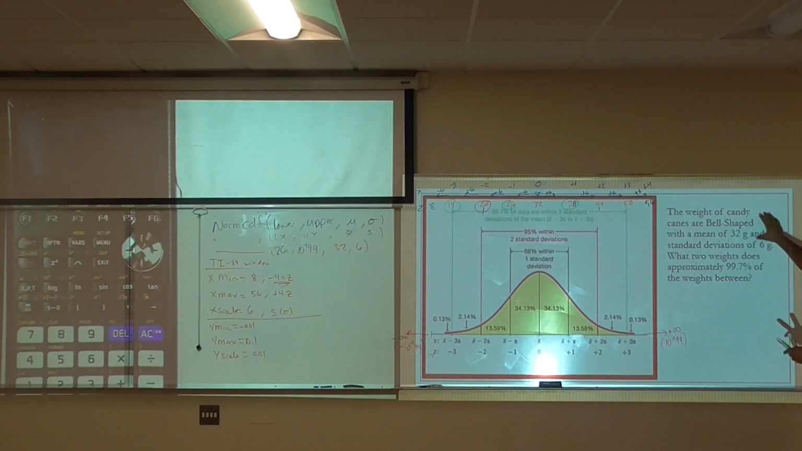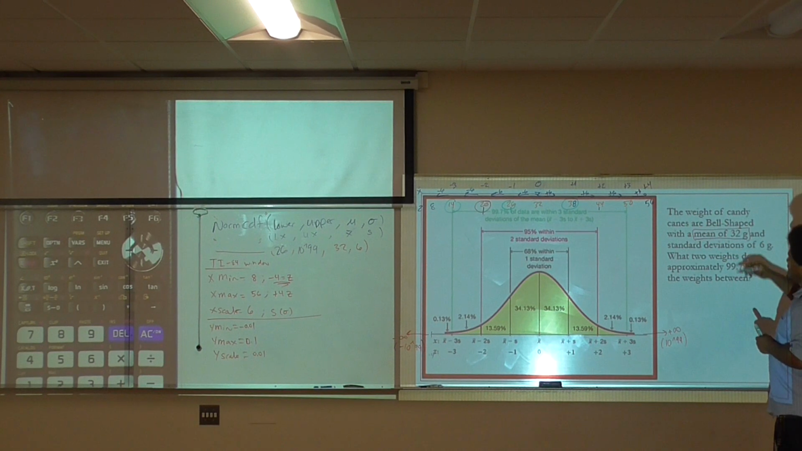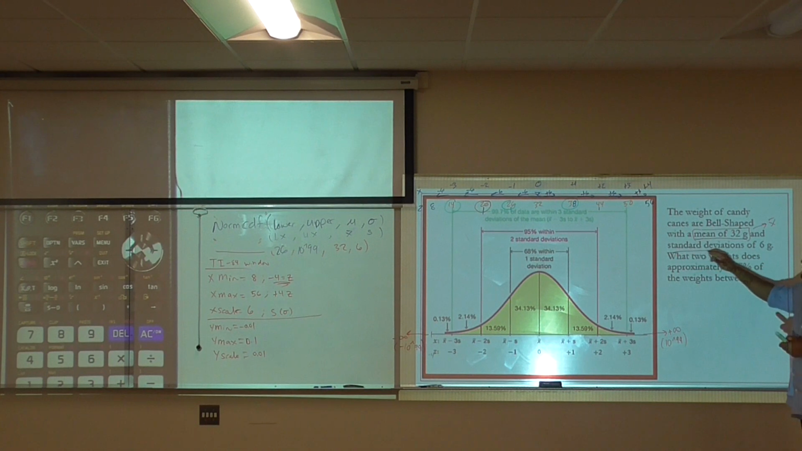Anyways, over here, notice how the problem doesn't change. It's the same as we did before, so look at the previous videos and you'll see it happen. Our problem says the weights of candy canes are bell-shaped, so normally distributed, with a mean of 32 grams, which we're going to put as X bar because we're using this from a sample, and a standard deviation of 6.